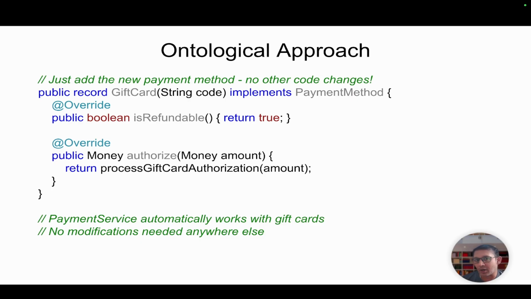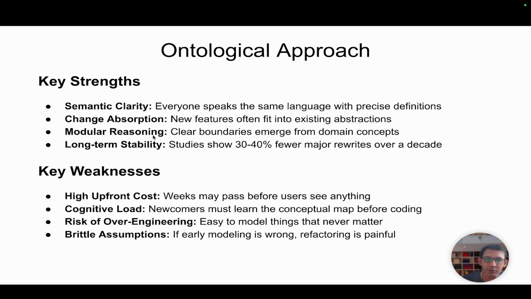Now, this is the beauty of ontology driven design. When you model the domain accurately, new features often fit into existing abstractions without requiring changes to the core system. The key strengths of this approach are profound. First, you get semantic clarity. Everyone on the team speaks the same language with precise definitions. When someone says authorization, everyone knows exactly what that means and how it differs from capture.